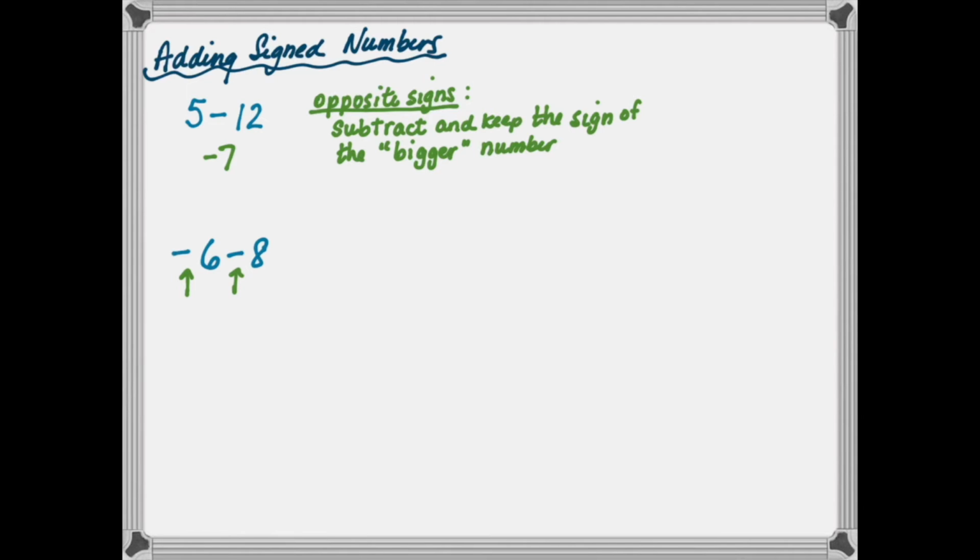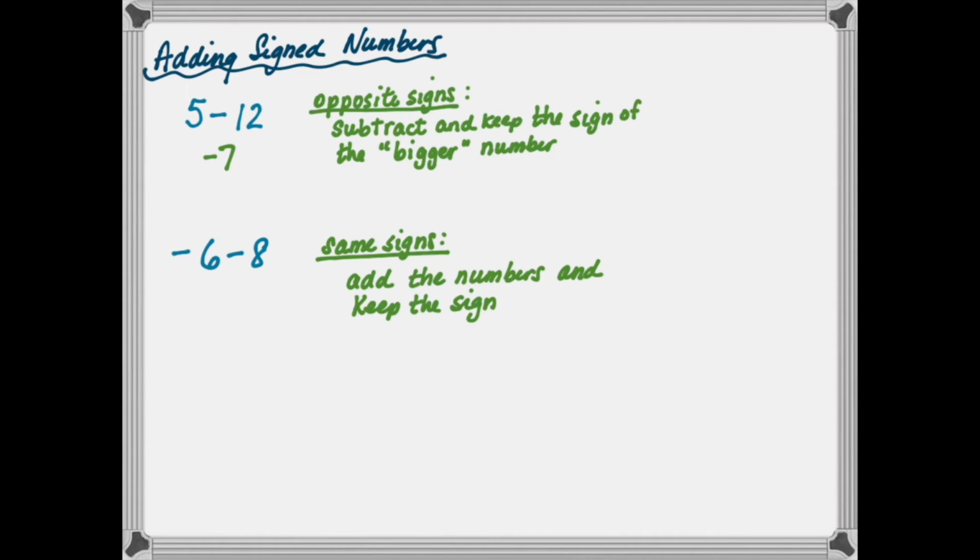If we look at a problem like negative 6 minus 8, both of these numbers have negative signs on them. Because both of the numbers are negatives, we have the same sign. And what we're going to do there is add the numbers and then keep the sign. So in this case, we would say 6 plus 8 is 14. And both of these are negatives, so it's going to be negative 14.